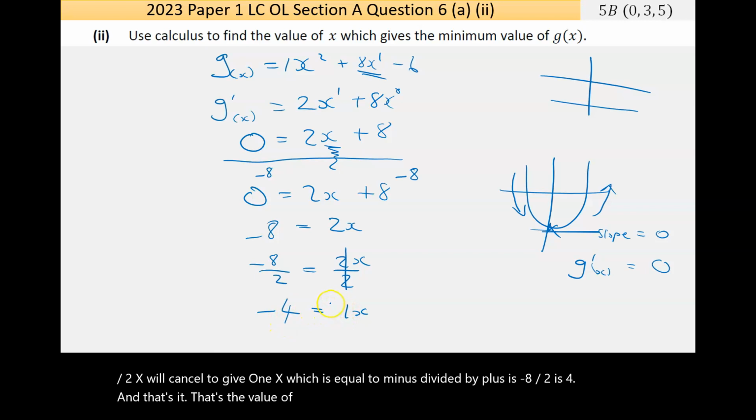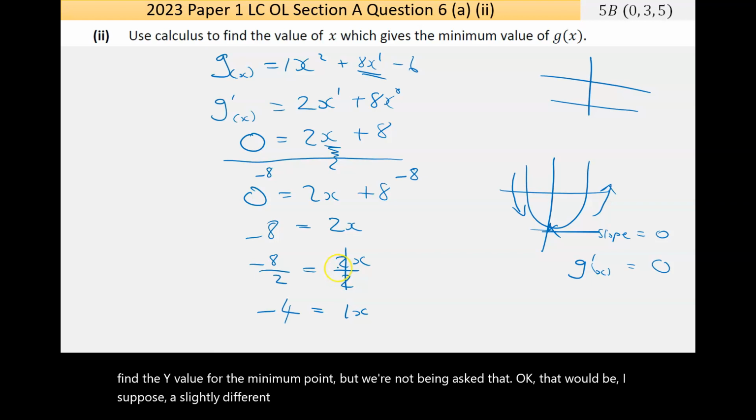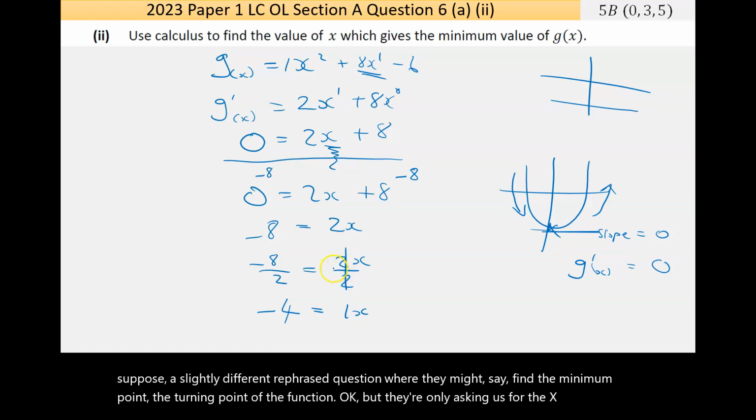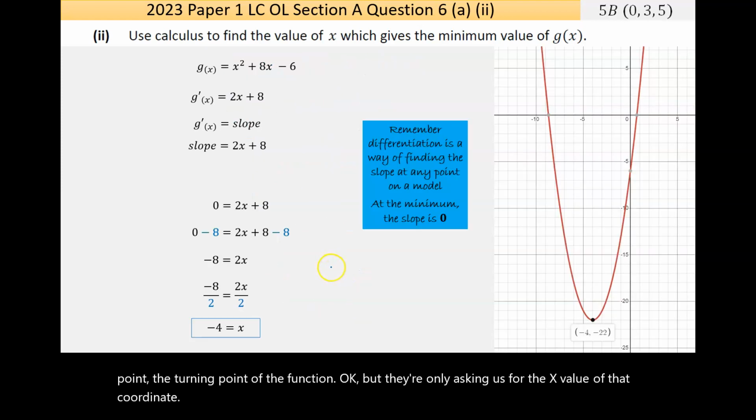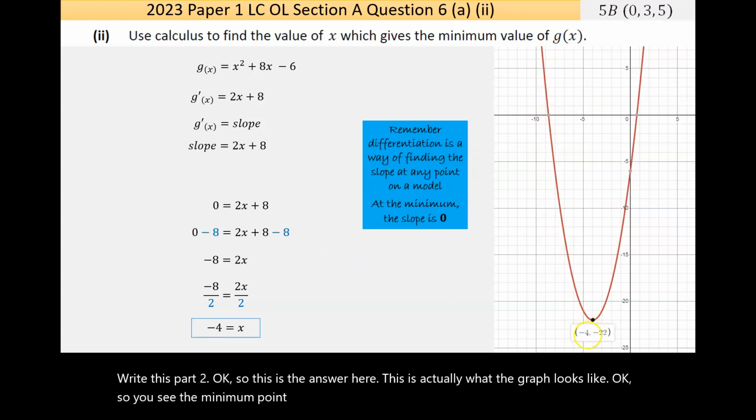Now, if you wanted to find the y value, or g of -4, you'd find the y value for the minimum point. But we're not being asked that. That would be, I suppose, a slightly differently phrased question, where they might say find the minimum point, the turning point of the function. But they're only asking us for the x value of that coordinate. Right, this is part 2. So this is the answer here. This is actually what the graph looks like. You see the minimum point down here is -4, -22, but we were only asked for the -4.